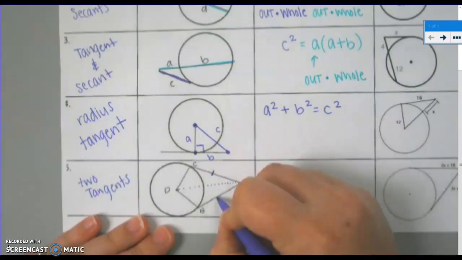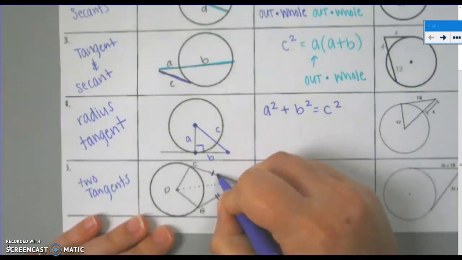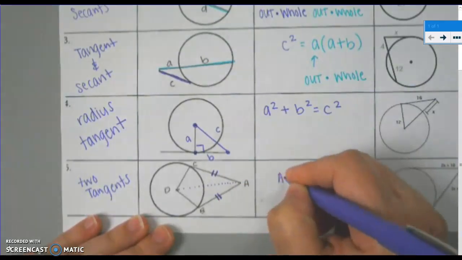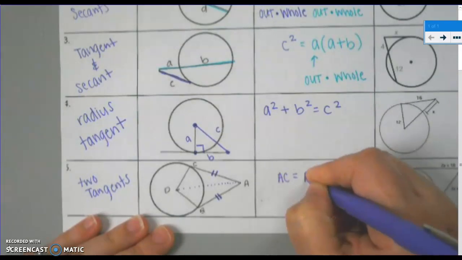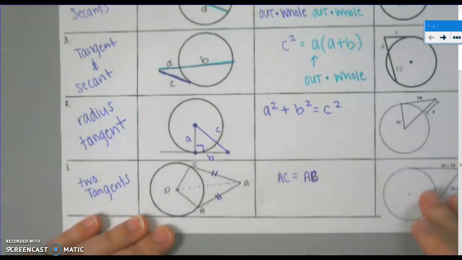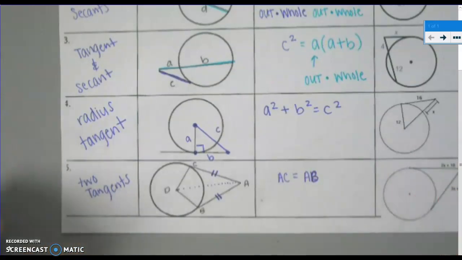But these 2 sides, the 2 tangents, are actually equal to each other. So those 2 pieces of the tangent are equal to each other.